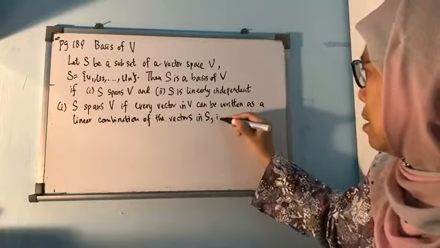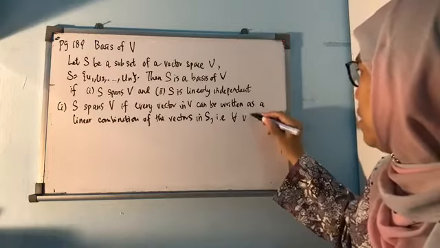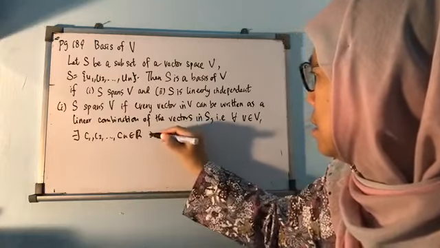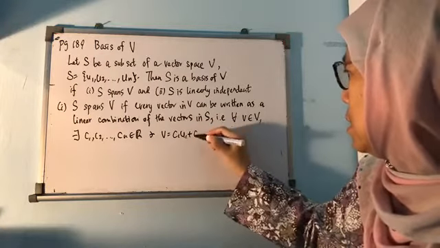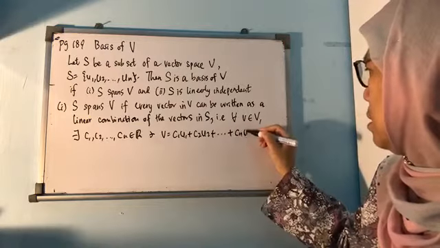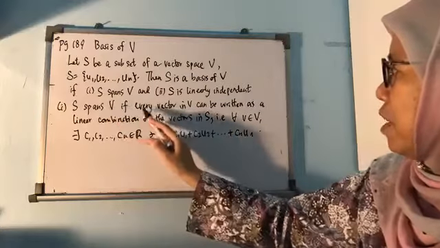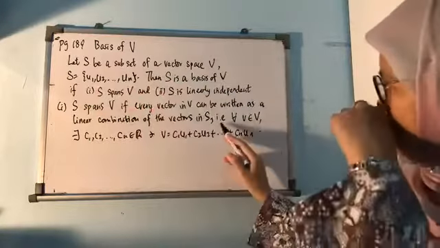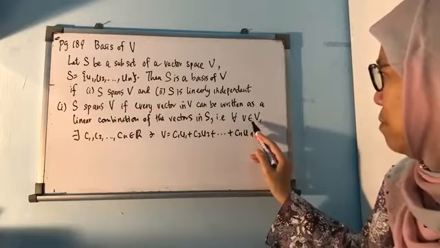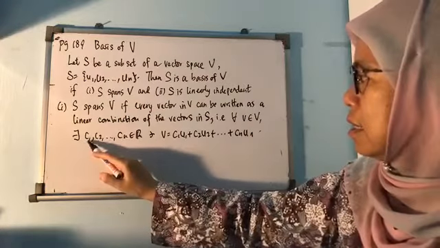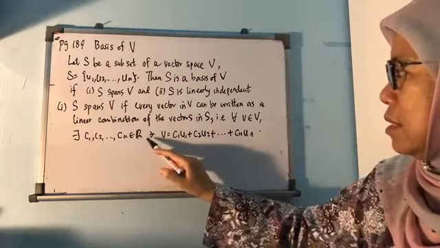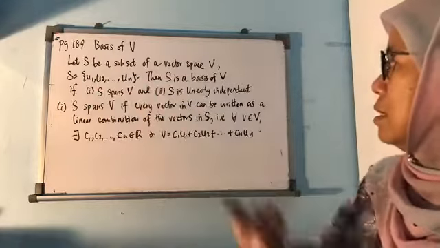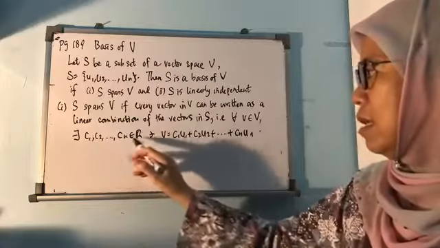S spans V if every vector in V can be written as a linear combination of the vectors in S. That is, for all v in V there exist c1, c2, cn in R, such that v is c1 u1 plus c2 u2 plus cn un. So the key is to find whether there exist the ci's or not.